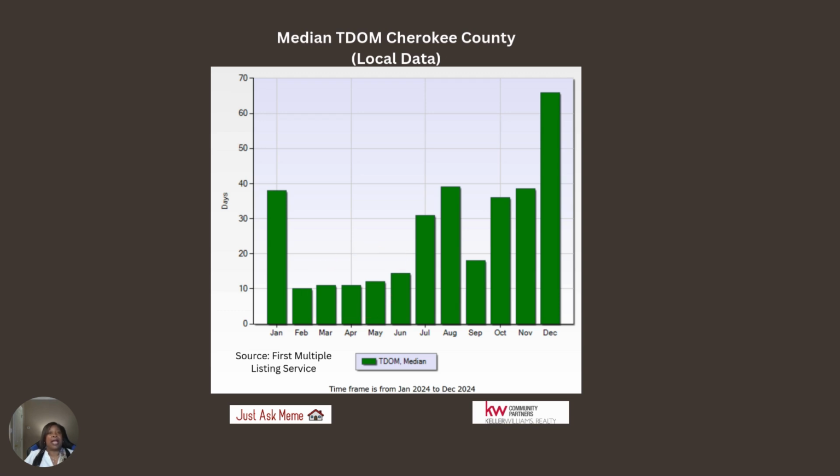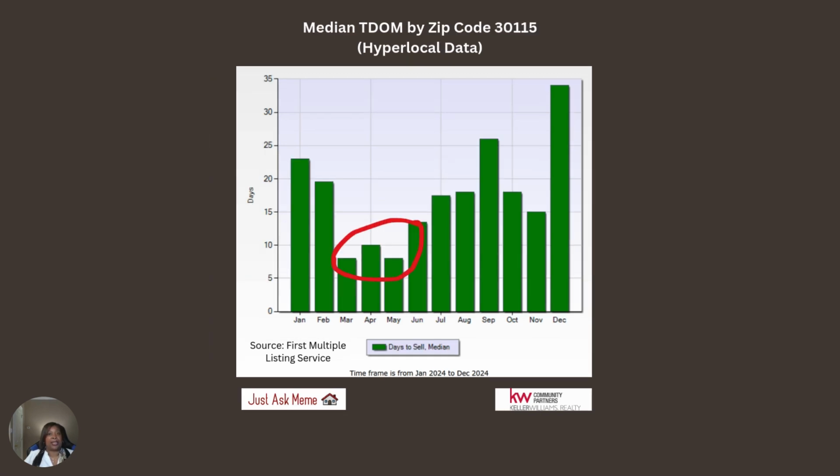Now let's look hyper local with Cherokee County. In Cherokee, we looked at the zip code 30115, and now we can see how it performed in 2024. Again, in that zip code, we have the spring market, March, April, and May, which were some of the lower months. But when you jump over and look at November, it also was performing well for 2024.